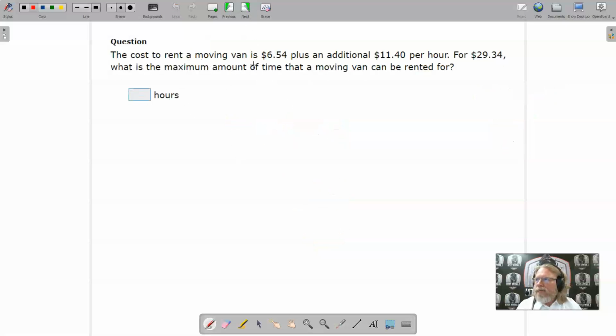The cost to rent a moving van is $6.54 plus an additional $11.40 per hour. For $29.34, what is the maximum amount of time that a moving van can be rented for? So if we look for our total, we should hopefully spot that this is going to be our total. We're going to have an equals 29.34. And yes, we're dealing with decimal numbers, aren't we?